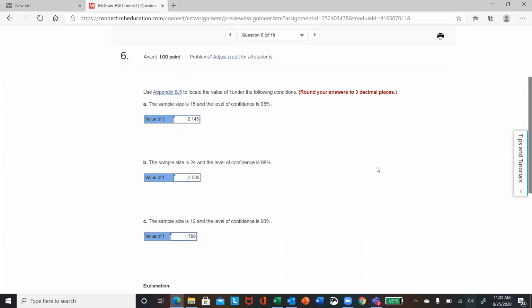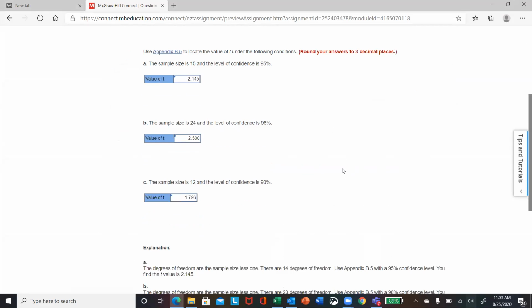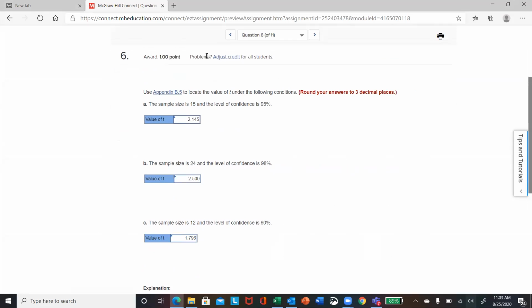Problem 6 is going to be basically the same thing. When you go through each one of these, let me just remind you, I'll annotate a couple of things on here. For part A, when you have a sample size of 15, you would again use degree of freedom equals n minus 1. So you'd be using 14, and then just find that confidence column in your t-table, and you should find 2.145.